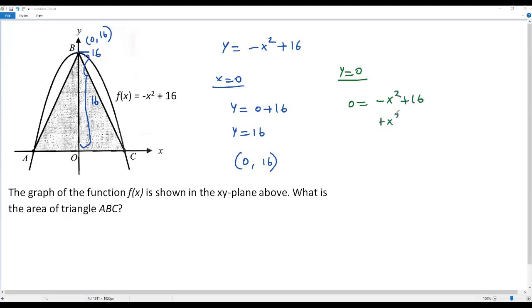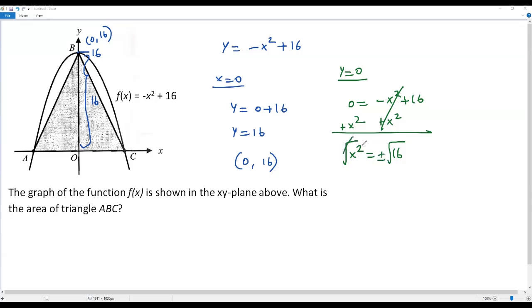Okay, now let me add x squared to both sides. When I do so, the negative x squared plus x squared will cancel out. 0 plus x squared is just x squared equals 16. Now to solve for x, I have to get rid of the square. To get rid of the square, I have to take the square root on both sides. Whenever I take the square root on both sides of an equation, I have to consider a positive or negative sign for one of the square roots. Usually we consider the positive or negative sign for the square root which contains the number inside. This square root contains the number inside, so we consider a positive or negative sign for this square root.